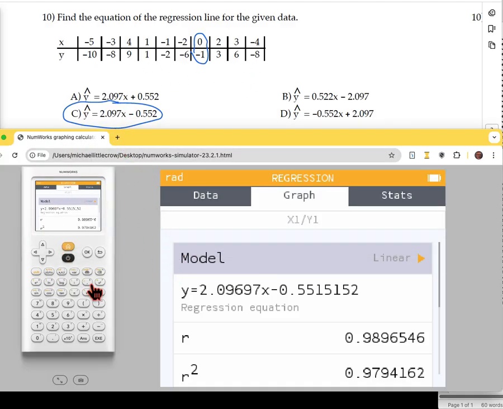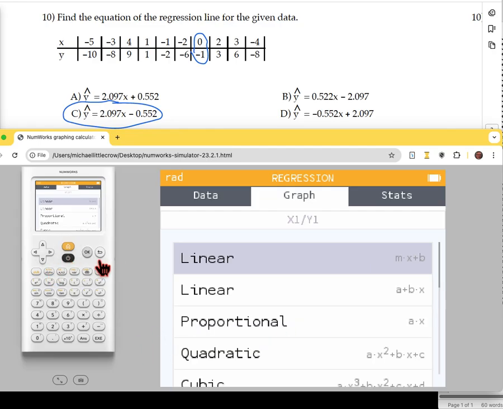We enter it in. The calculator handles the heavy lifting for us. It does all the calculation. There's a lot of mathematics behind this. Just getting back to this, let's look at a few things. Let's go to the graph. Notice the R value is 0.989, very close to 1. So what we would expect is that the points are going to be very close to the line.